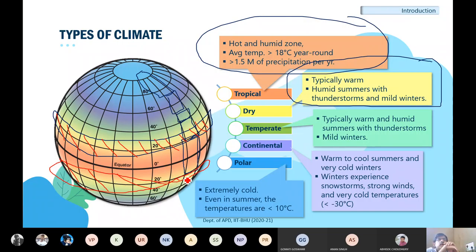You can see here the dry region, which I'm demarcating, this red one, is around this region. Is there no evaporation here? Just think on it. You can try to answer that in a few minutes. Why, near the equator, you have the tropical climate, warm and humid, whereas the dry part you are seeing is somewhere away from the equator. And then you have the polar regions, which are of course near the poles.